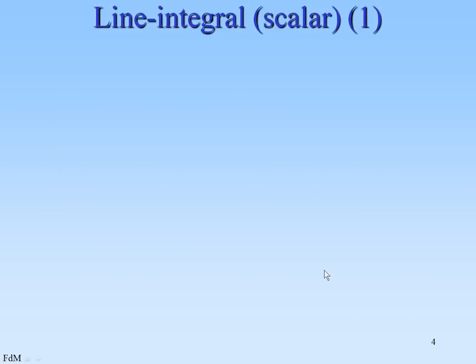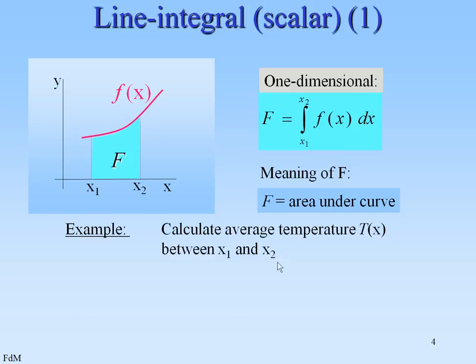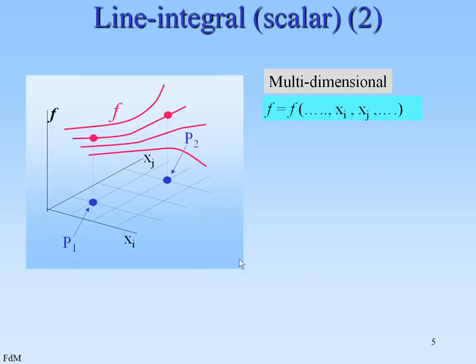First, line integrals, scalar. It is well known, of course, one-dimensional integrals. The meaning of f is the area under the curve. And an example, calculate the average temperature T(x) between x1 and x2: it is the integral of T(x) dx divided by x2 minus x1. That's the average temperature. Scalar is multidimensional.